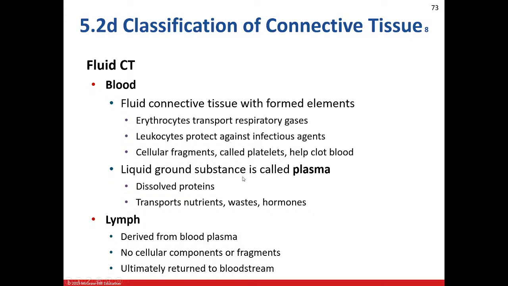All right, there is a liquid ground substance in the blood called plasma. The extracellular matrix of blood is liquid. It's basically water with plasma proteins dissolved in it, also dissolved nutrients, wastes, and hormones. Lymph is derived from the blood plasma, and there are no cells or fragments in the lymph, and it's going to return fluid to the bloodstream. Basically, the lymph nodes pick up excess fluids from the tissues, and then they return them to the circulation.